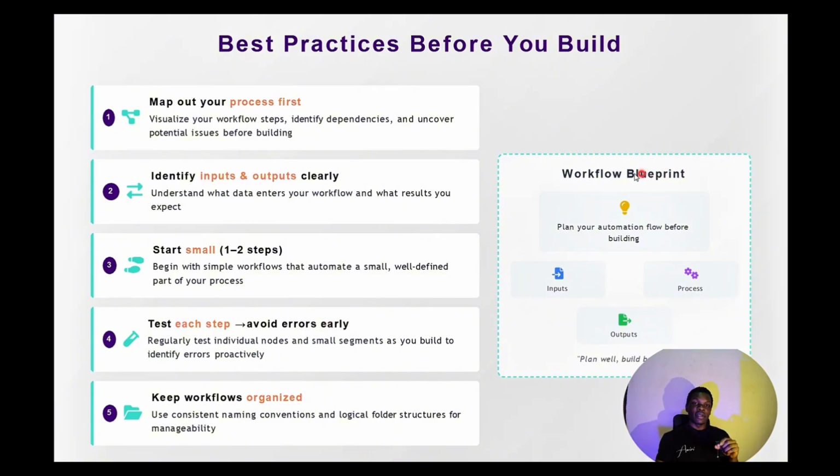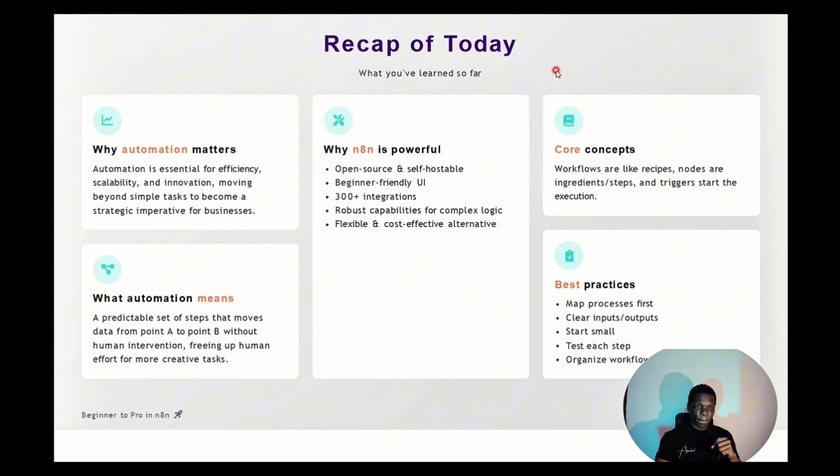The next one is keep your workflows organized. Use consistent naming conventions and logical folder structures for manageability. So this is a workflow blueprint, just what you should have in mind. The first one is plan your automation flow before you build. Know your inputs, know how you process your data, and know what you should expect, which is your output. If you plan well, you will build faster.